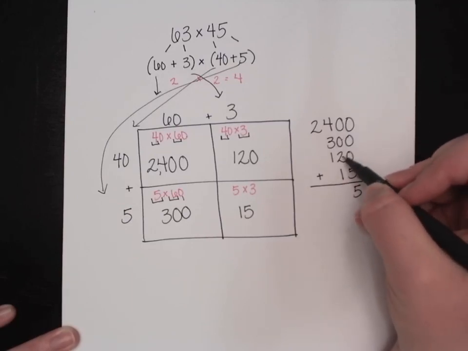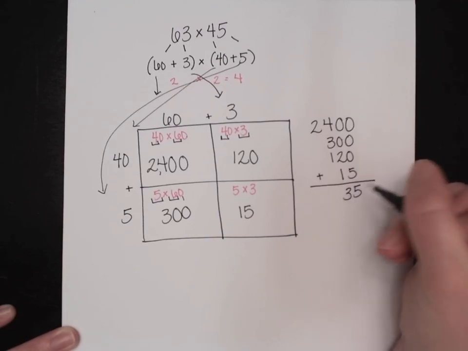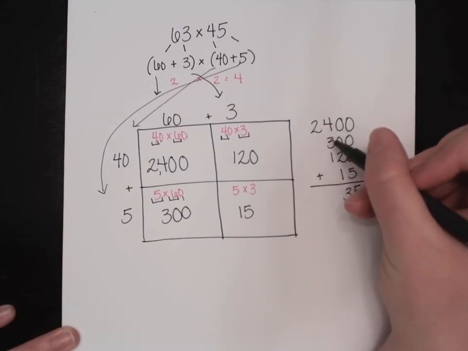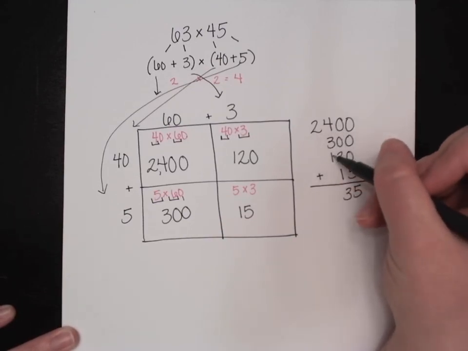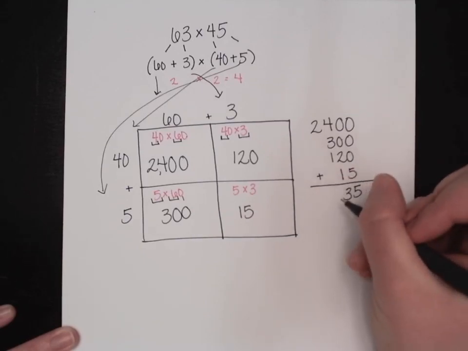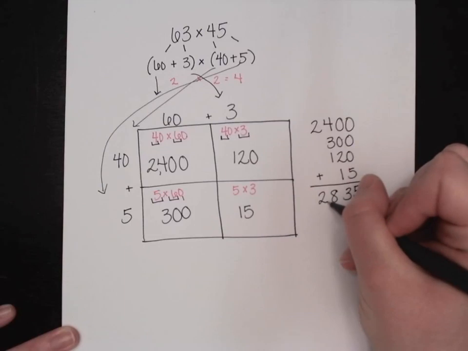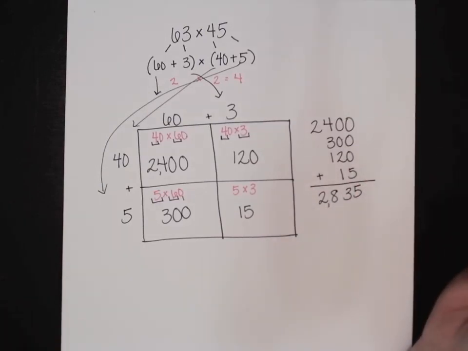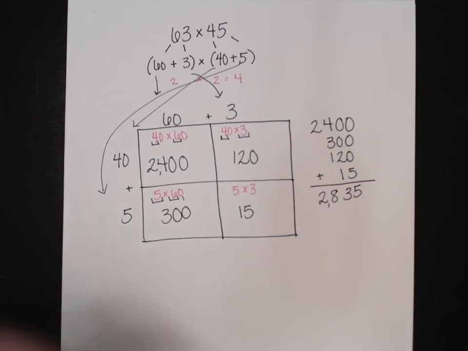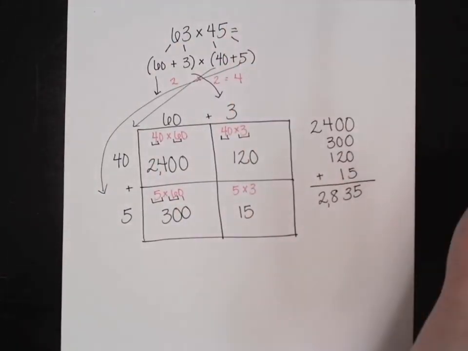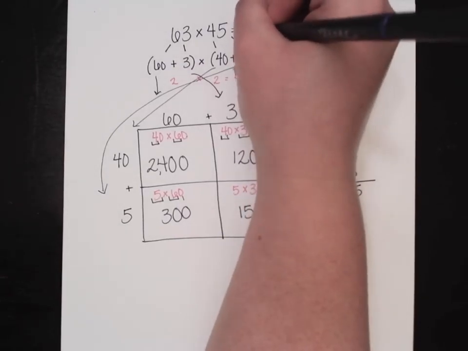0 plus 0 plus 2 plus 1 equals 3. 4 plus 3 plus 1 equals 8. And then 2 plus 0 equals 2. So the product of 63 and 45 equals 2,835.